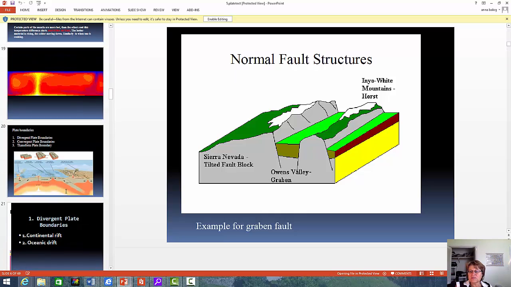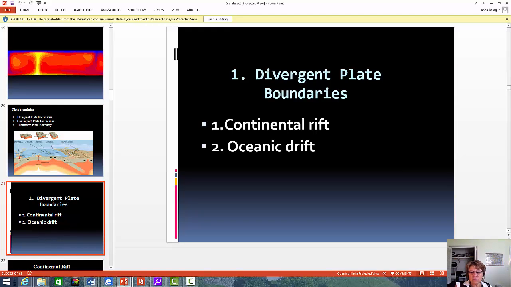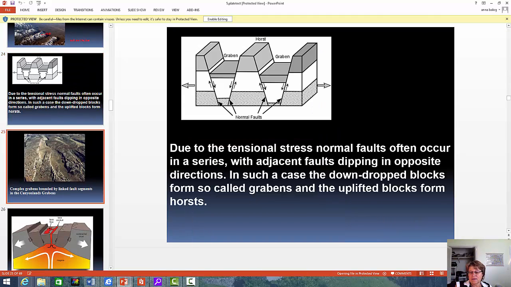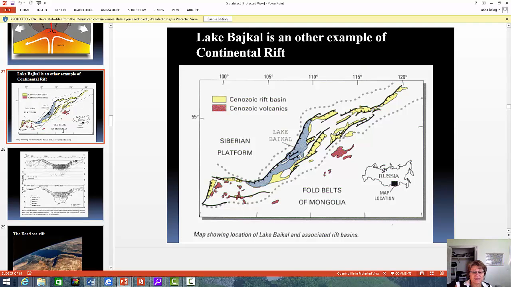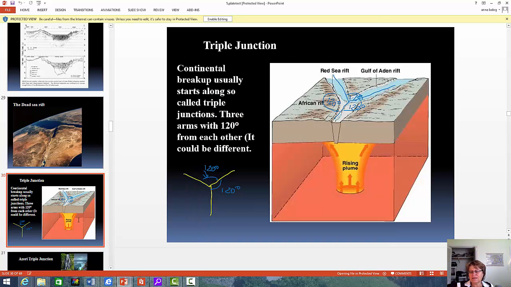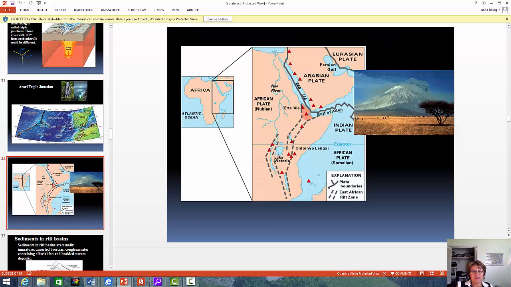And then, of course, you got to understand the 3 different plate boundaries, understand the continental rift and oceanic drift, grabens, again. The examples like the Red Sea, Gulf of Aden, and the Lake Baikal. Here is the Dead Sea Rift, actually. And remember the triple junction, and one of the nicest looking ones is the Red Sea, Gulf of Aden, and East African Rift Basins. So right here, that's the East African Rift Basins, Red Sea, and Gulf of Aden.